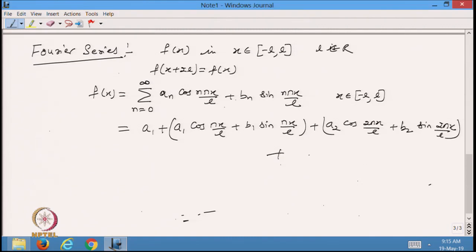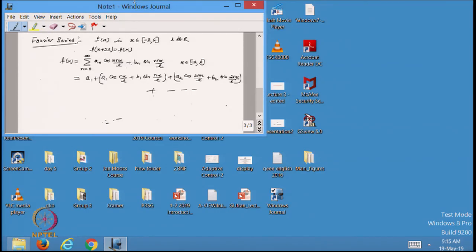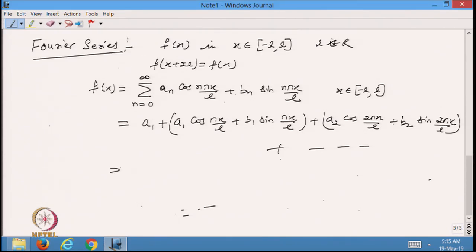So, similarly I can define all the terms of the series. From here I can write this series as a 1, plus the summation n from 1 to infinity a n cos n pi x by L plus b n sin n pi x by L. So, I can write the series in this form. It is starting from 1, because for n equal to 0 we are left only with the coefficient of the cos term. So, that is a 1, a 0, sorry, not a 1, a 0.